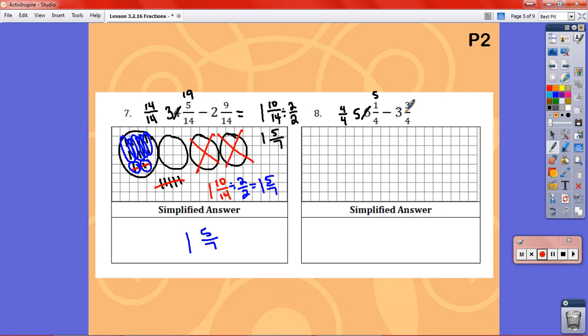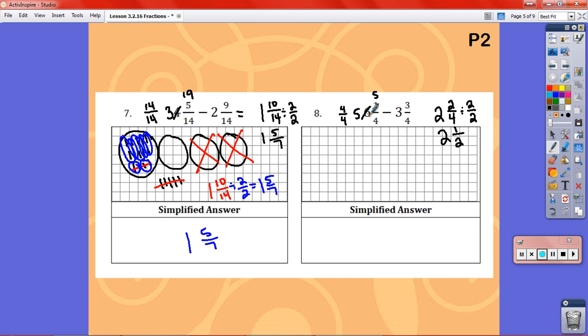5 and 5/4. Okay, well, 5 pieces minus 3 pieces is 2 pieces. And 5 wholes minus 3 wholes is 2 wholes. 2 and 2/4. Of course, that can be simplified. Divide by 2. And we keep our whole. 2 divided by 2 is 1, and 4 divided by 2 is 2, because 2 is half of 4.